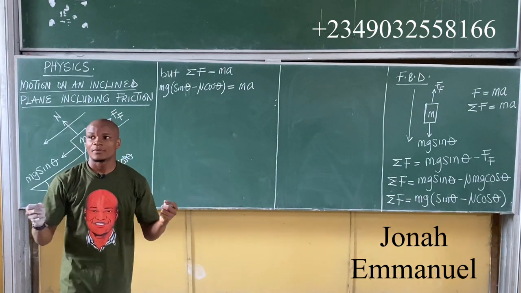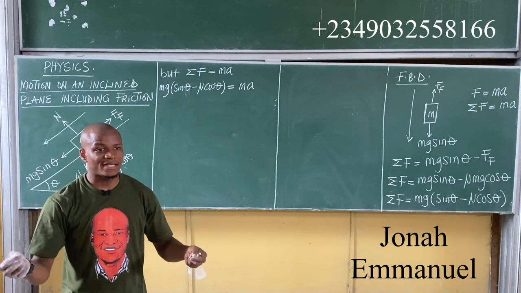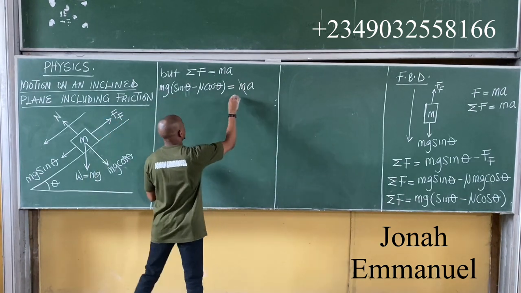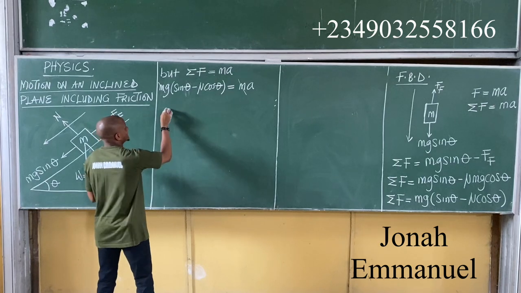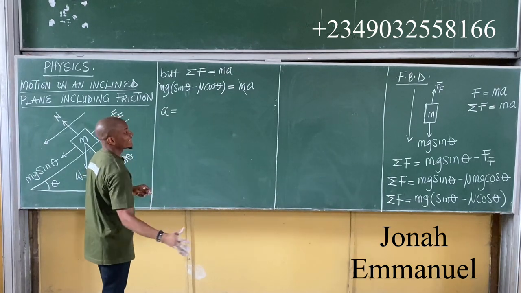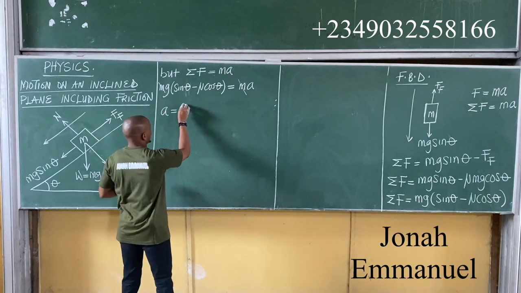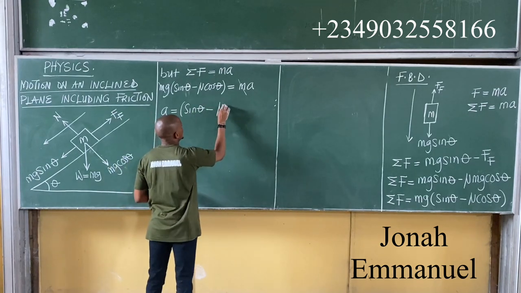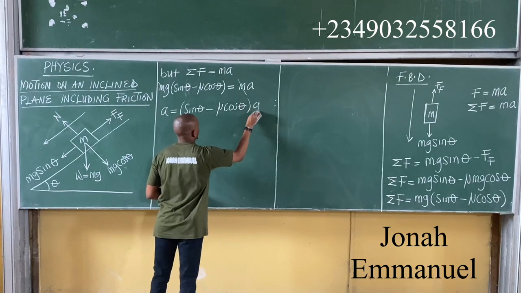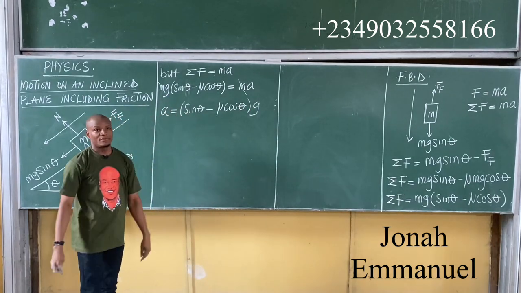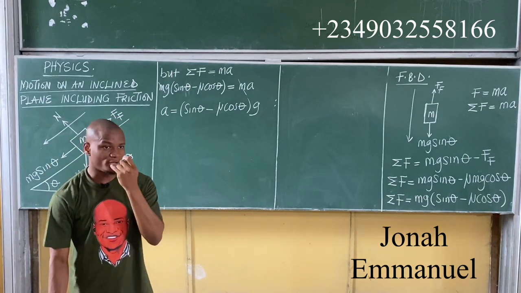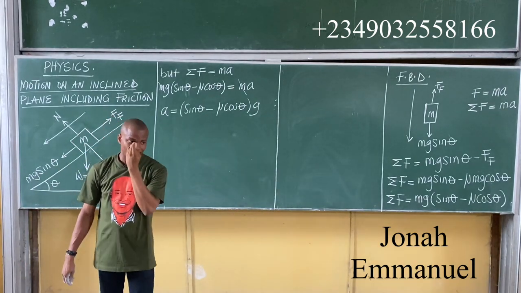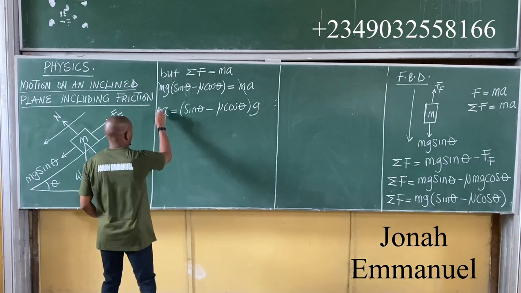Mathematically speaking, if I have the same parameter on both left hand and right hand, they can cancel out. So I'm having mass here and mass here, so this can cancel this. Hence, the acceleration of a body on an inclined plane is equal to g, sine theta minus mu cos theta. So I have this as the expression for the acceleration of the body moving down an inclined plane. Please note this formula, it's a very important formula.